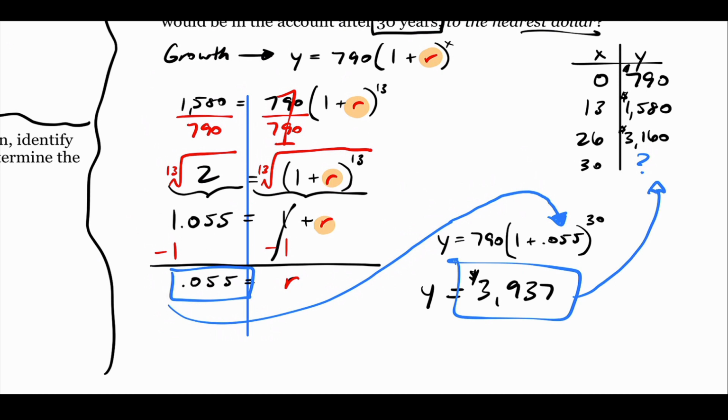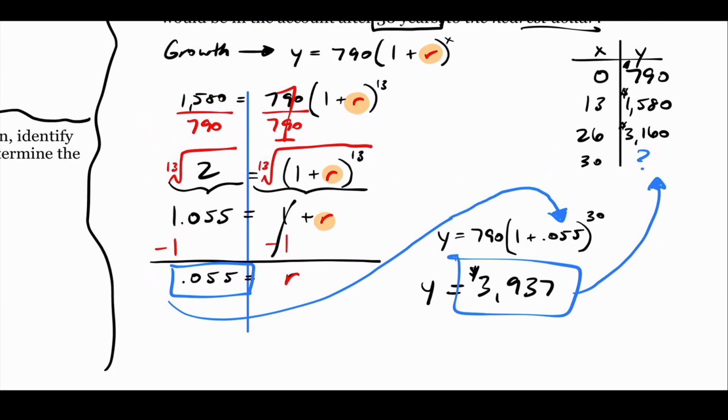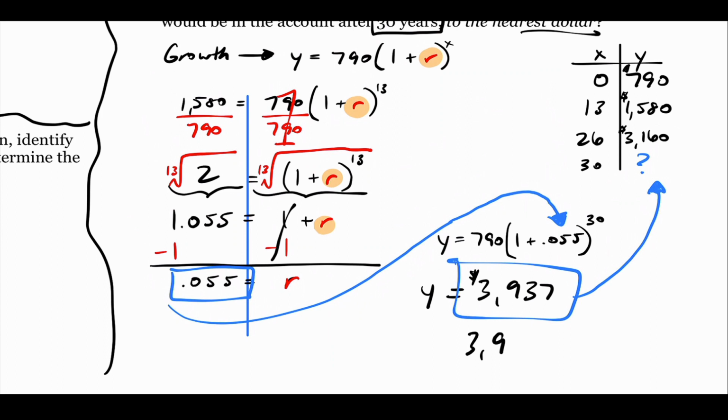Again, check to see if that makes sense. Yeah, that makes sense. It's a little bit bigger. It's 4 years later, almost $4,000. Okay. Here's the question. Last thing I'm going to ask you. My last class did the same problem, and they got this. $3,945. They got that as an answer. Why would they get a different answer?